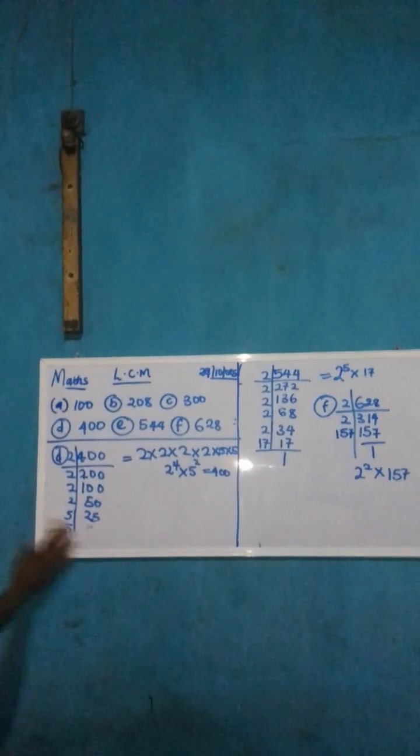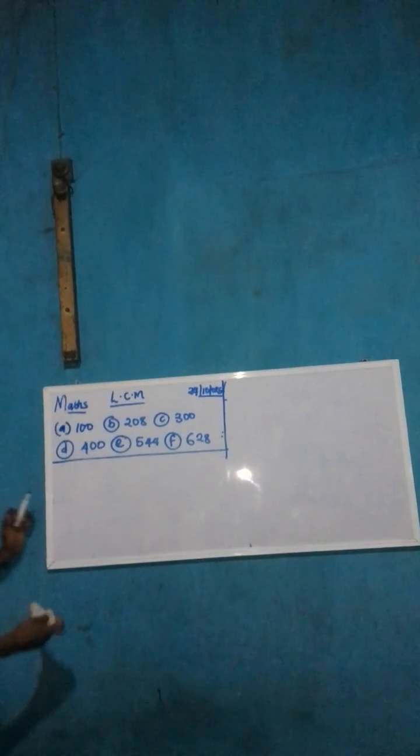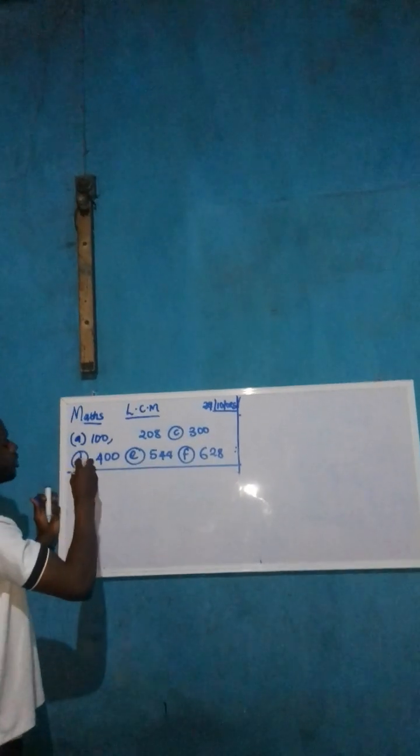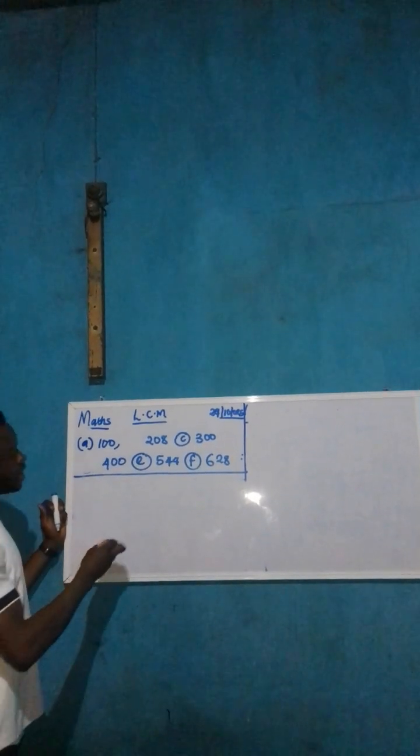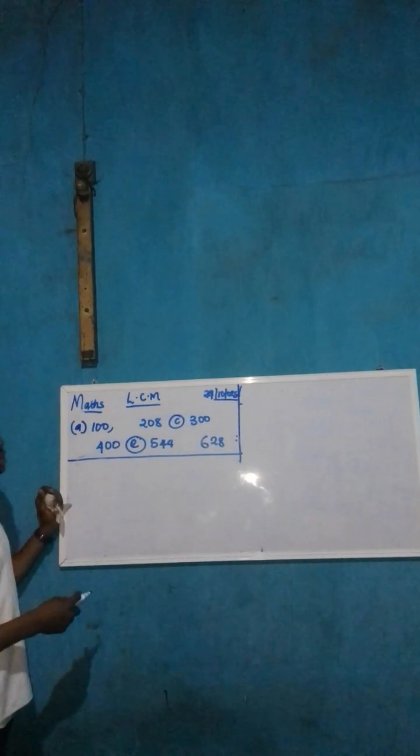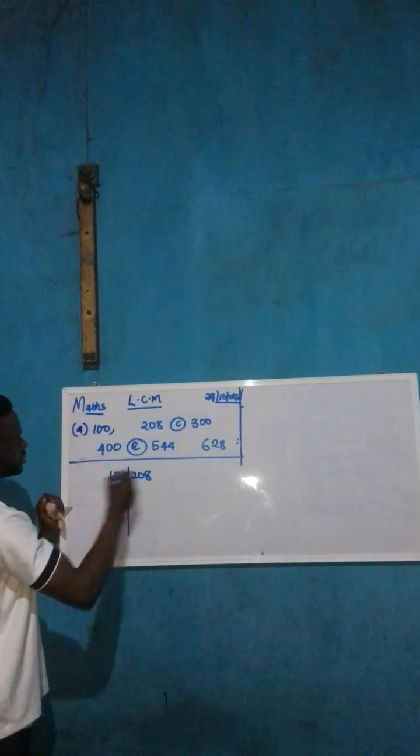Okay? Alright, so now there's another format in doing LCM, which is a combination of numbers. Instead of doing singular whole numbers, we have more than one whole number. For example, this is what I'm going to do. Instead of saying A and this, we say 100 and 208. So we want to do 100 and 208. And then we do 300 and 400. And then we do 544 and 628.